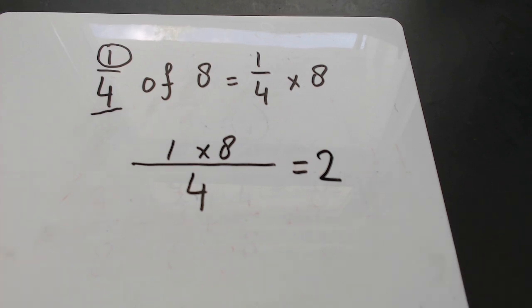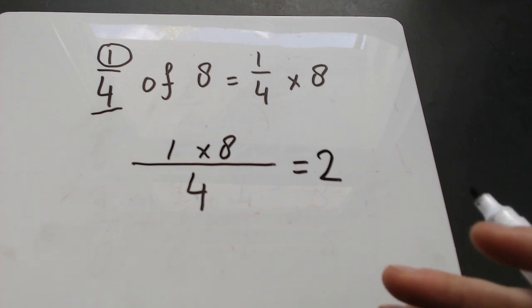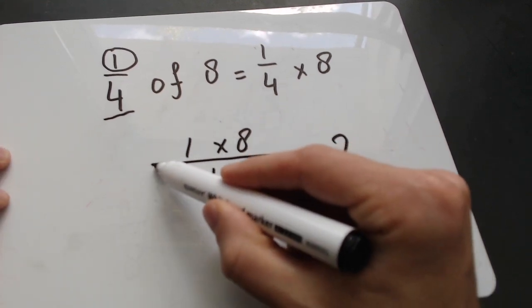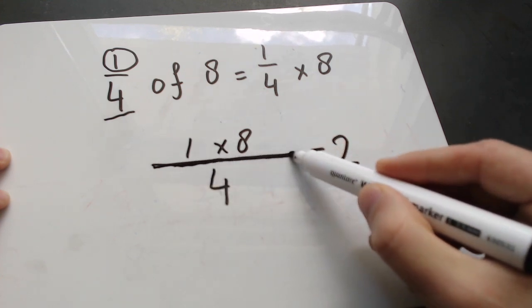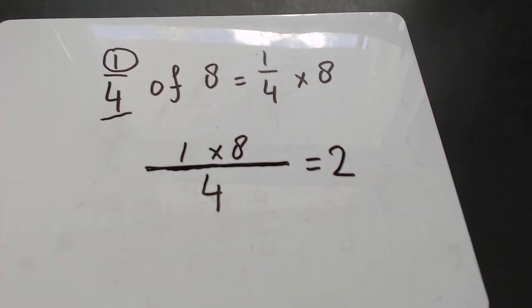So we first used division to get to the answer, and now we're using multiplication to get to the answer. Important to note is that basically this line here in a fraction stands for division. So it divides by. Let me give you another example.